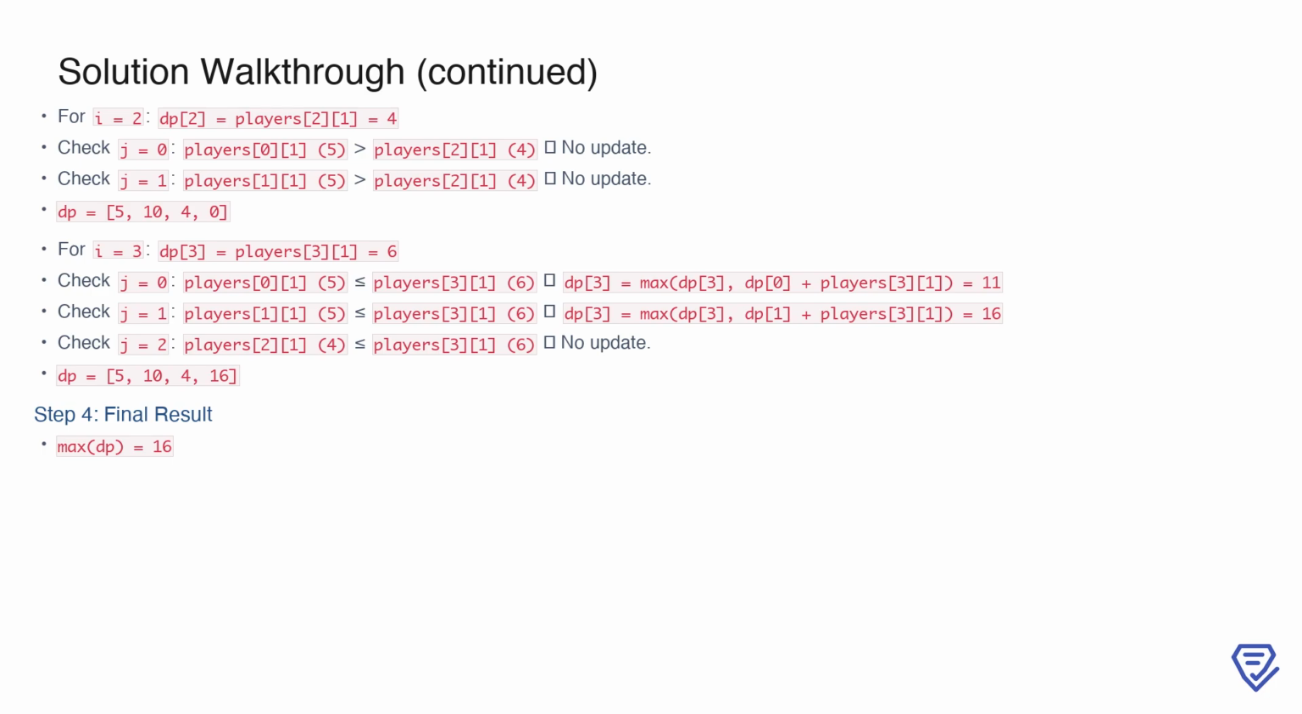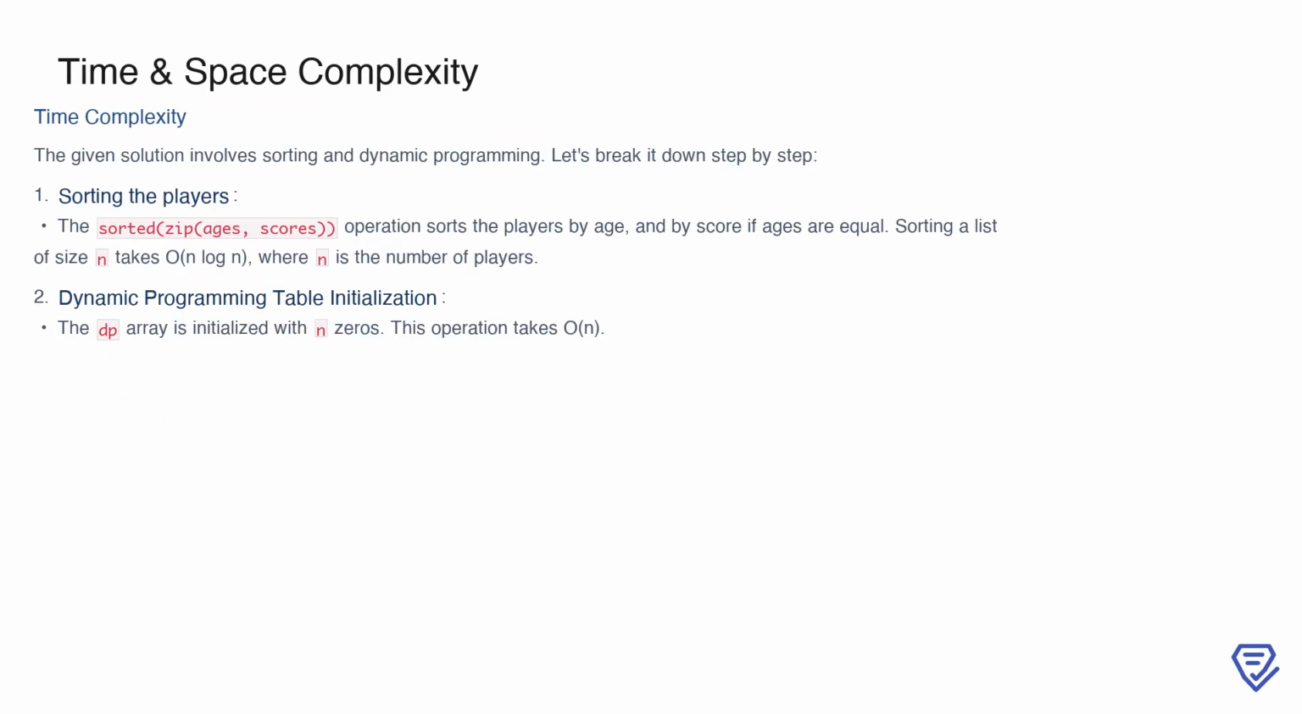This concludes the walkthrough of the solution, where we use dynamic programming to maximize scores while ensuring no conflicts based on the given conditions. In analyzing the time complexity of our solution, we begin with the sorting step. Here, we use the sorted function to arrange the players by their ages, and in cases where ages are the same, we fall back on sorting by scores.